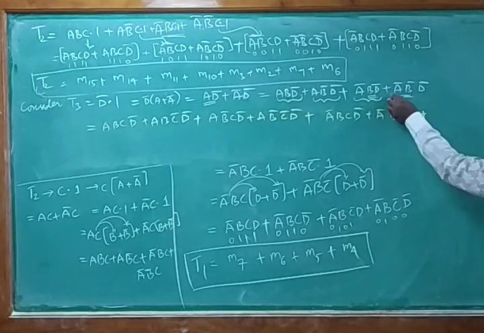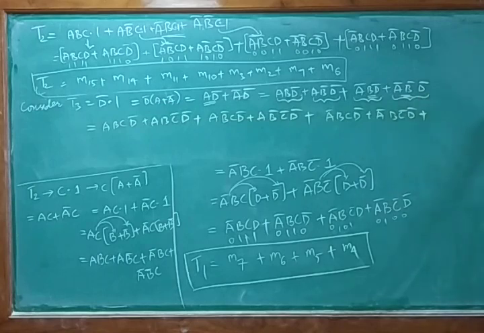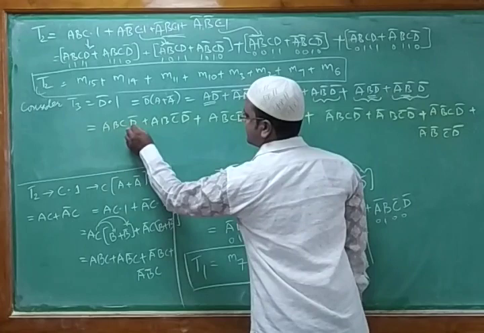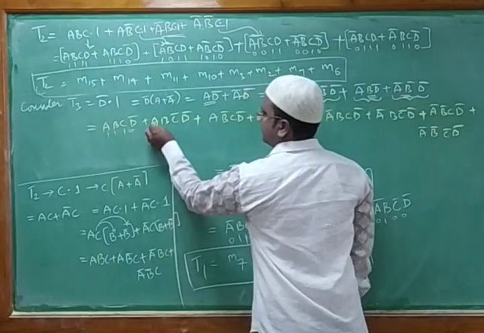For this term, consider this term. What I can write for this? So I can write this term as A bar B bar C D bar plus A bar B bar C bar and D bar. So this is the complete term 3 now. So what is the value I can write? This is nothing but 1 1 1 0. So 1 1 1 0, 1 1 0 0.